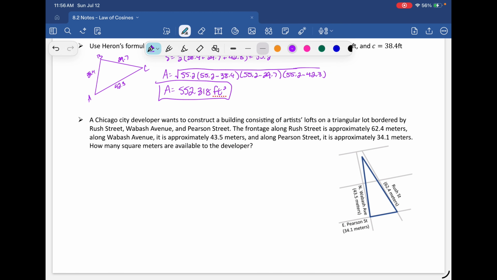All right, a Chicago city developer wants to construct a building consisting of artist lofts, on a triangular lot bordered by Rush, Wabash, and Pearson. The frontage along Rush, we have it right here, 62.4. Frontage along Wabash, which is here, 43.5, and along Pearson, here, 34.1. How many square meters is available to the developer? So we find the semi-perimeter, so half of the perimeter.